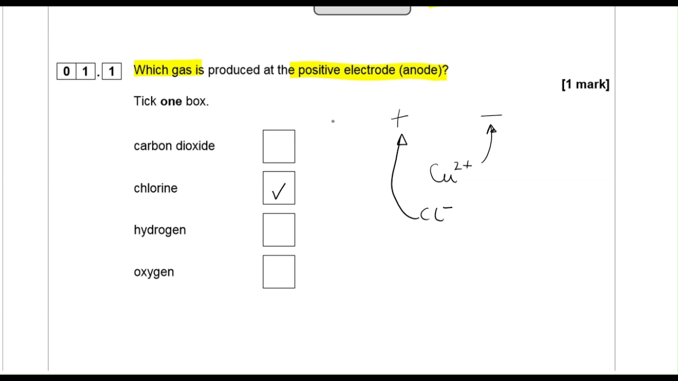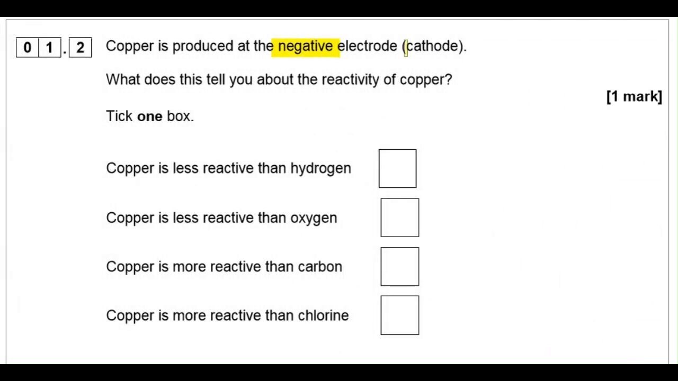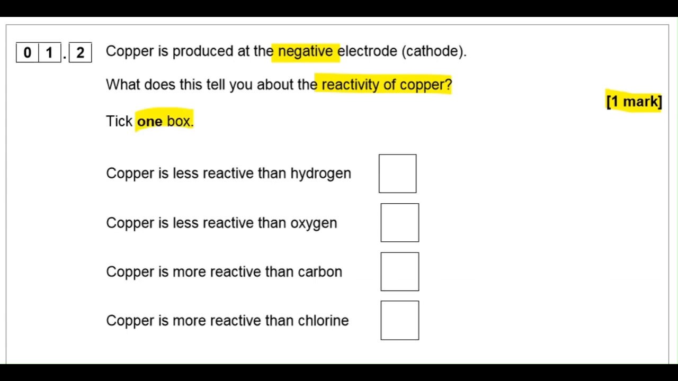Question 1.2. Copper is produced at the negative electrode, the cathode. What does this tell you about the reactivity of copper? Tick 1 box for 1 mark. Copper is less reactive than hydrogen. Copper is less reactive than oxygen. Copper is more reactive than carbon. Copper is more reactive than chlorine.